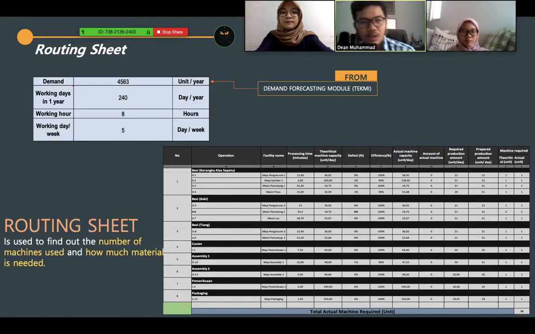Next, we are going to talk about the routing sheet. As you can see, the demand of the routing sheet is based on demand from the purchasing module or from the techno-economy module. And the routing sheet is used to find out the number of machines used and how much material is needed. And the table of the routing sheet you can see below.